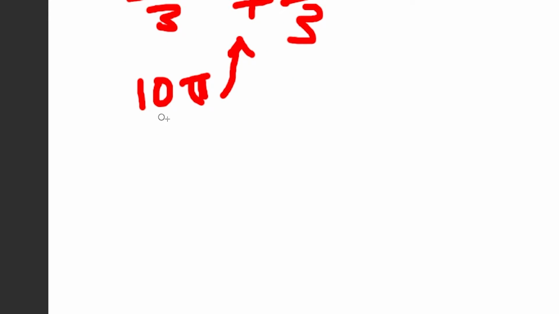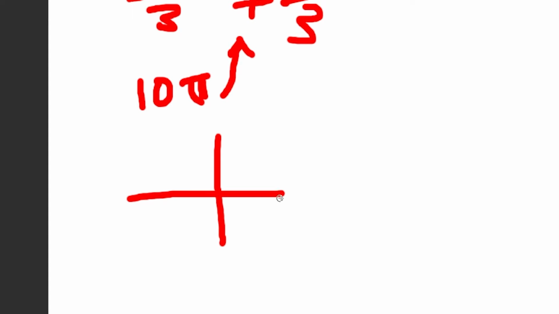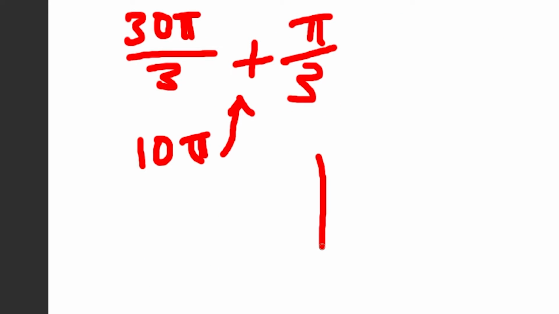Every even whole number of pi is right here. If this were 11 pi, then the point would be right here. But this is 10 pi, so it's right here. With that information, this is just 10 pi plus pi by 3. So we're going up in the counterclockwise direction by pi by 3, and that's 60 degrees.